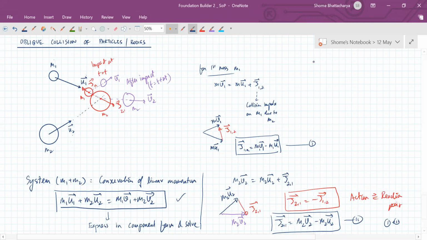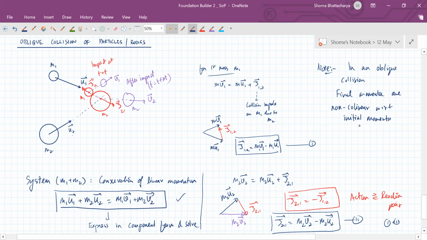The important thing is that in an oblique collision, the final momenta are non-collinear with respect to the initial momenta. That is why it is an oblique collision. That is why an oblique collision is also called a two-dimensional collision.